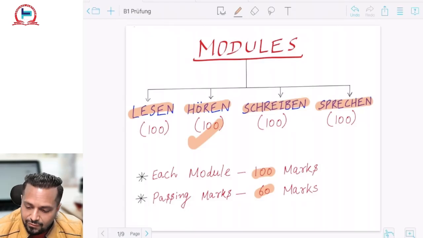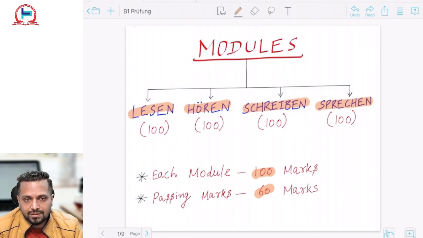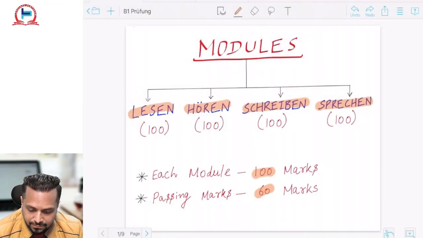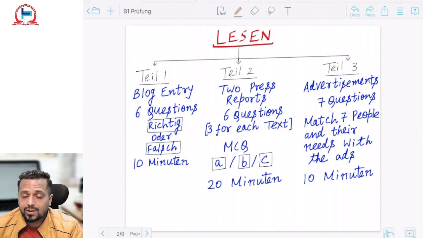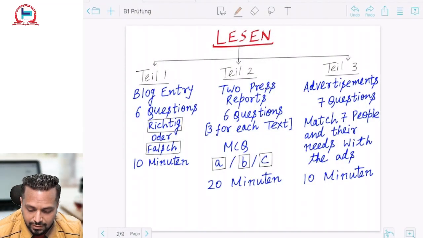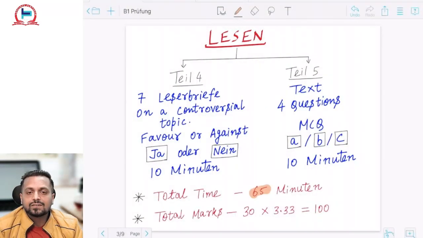Now let's dive further into the German pattern of B1. First, we are going to discuss Lesen. Lesen has 5 different Teile: Teil 1, Teil 2, Teil 3, Teil 4 and Teil 5. Total time allocated for Lesen is 65 minutes. There are 30 questions with 1 mark each.